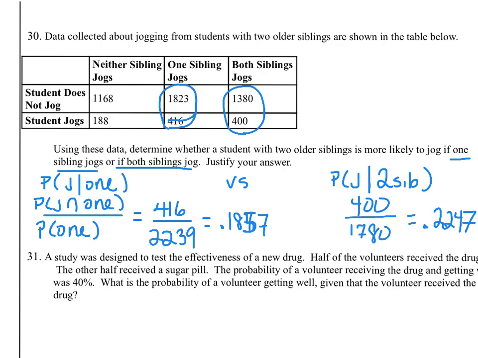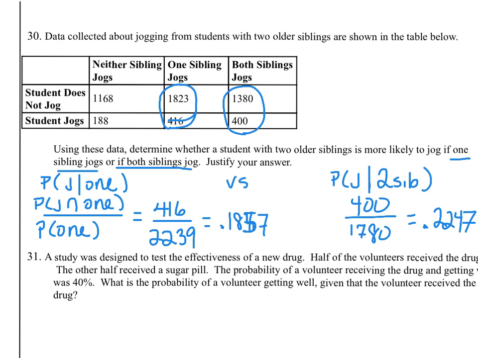So it's asking, are you more likely to jog if you have one sibling jogging or if both siblings jog? Obviously, we can look at this and we can say this number here is larger than this number here. So we're more likely to jog if we have both siblings jogging because 0.2247 is greater than 0.1857.